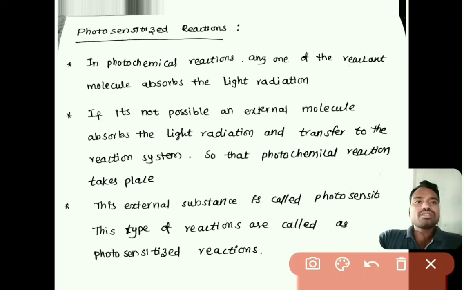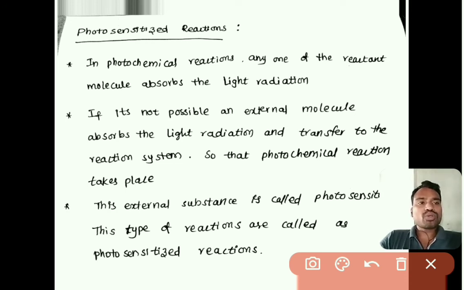The next one is photosensitized reactions. As we have discussed, in photochemical reactions one of the reactant molecules absorbs light energy so that it gets excited and active species are formed. These active species react with other reactant molecules and form the product.